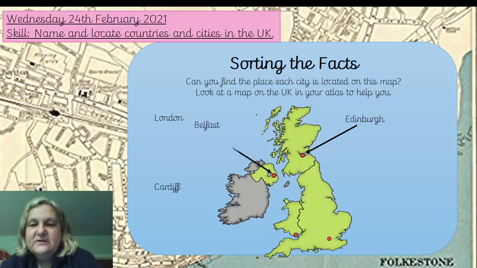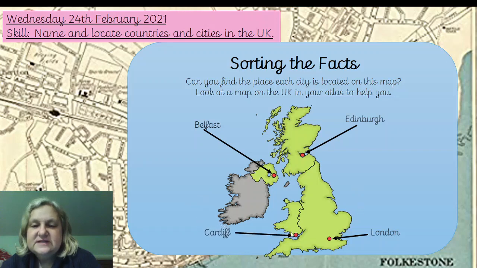Next one is Belfast, which is Northern Ireland. London, the capital city of England, is there. And Cardiff is in South Wales. Okay, so Belfast is on the western side of Northern Ireland.